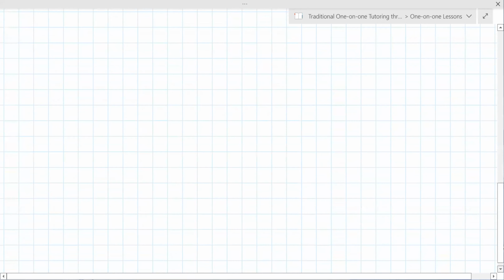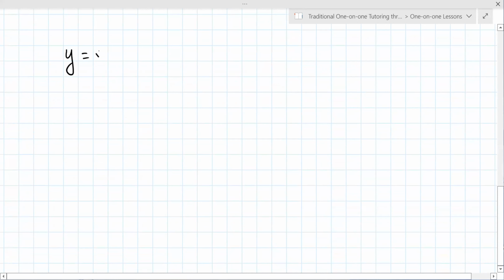Okay, so let's go back to my other screen here. Here's what I had you graph. I had you graph y equals x squared minus 5x minus 6. And let's say I asked where this equals 0. How would you solve this without a calculator?